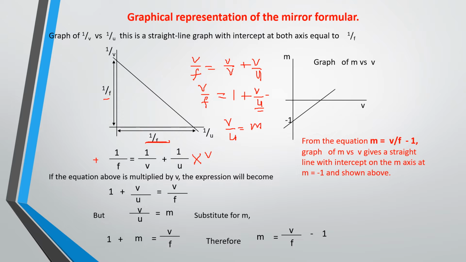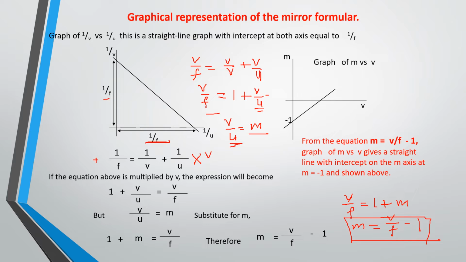So if you substitute m for v over u in this particular one, we are going to have that v over f equals 1 plus m. If you make m the subject of the formula, you have that m is equal to v over f minus 1. So this is another formula for finding the magnification of a lens, or of a curved mirror.